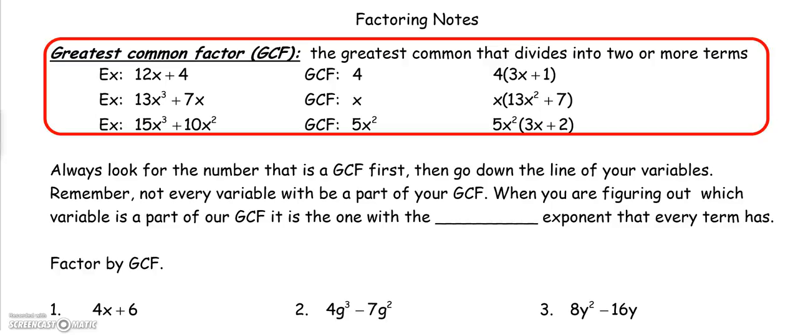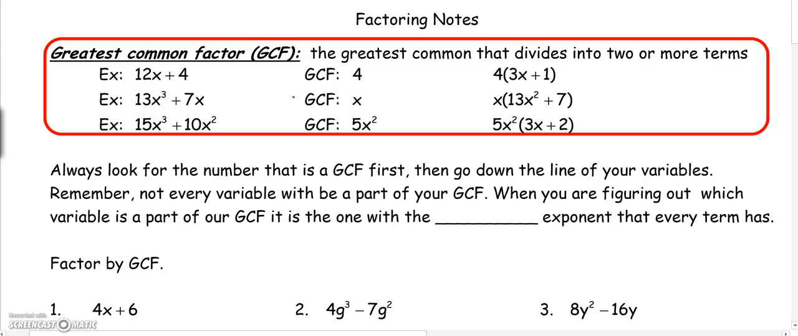This video is to review the different types of factoring. So the first type of factoring we're going to look at is greatest common factor, which is also called GCF. The greatest common factor divides into two or more terms. So a couple examples here, just to show you that you can have a GCF of a number, a variable, or a number and a variable.